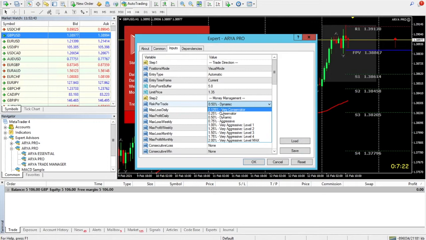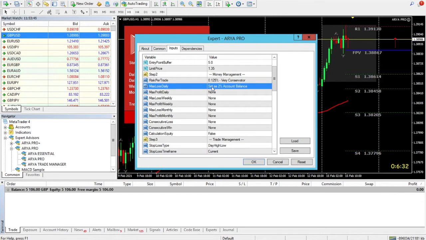For example, if you choose very conservative and your capital is £5,000, ARYA will take a position where 0.125% of that capital is invested and 0.125% of your capital is, in other words, at risk. You will be risking £6.25 on that specific trade.